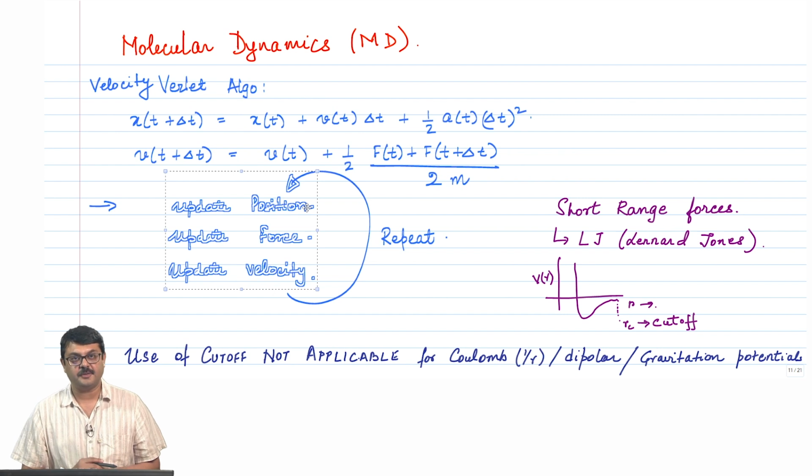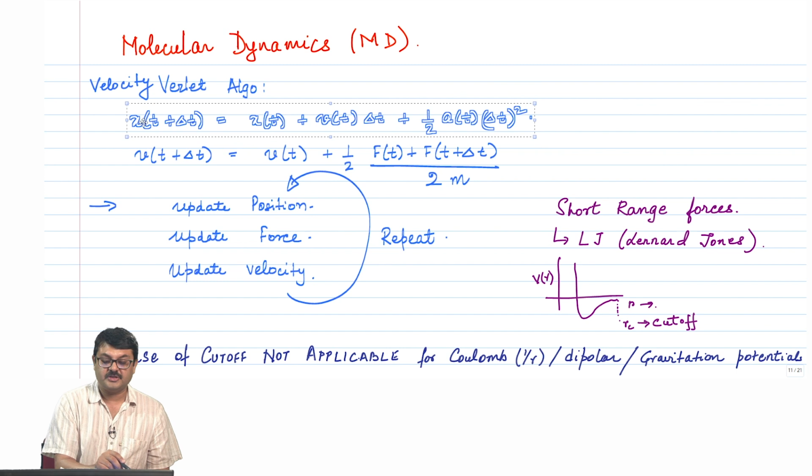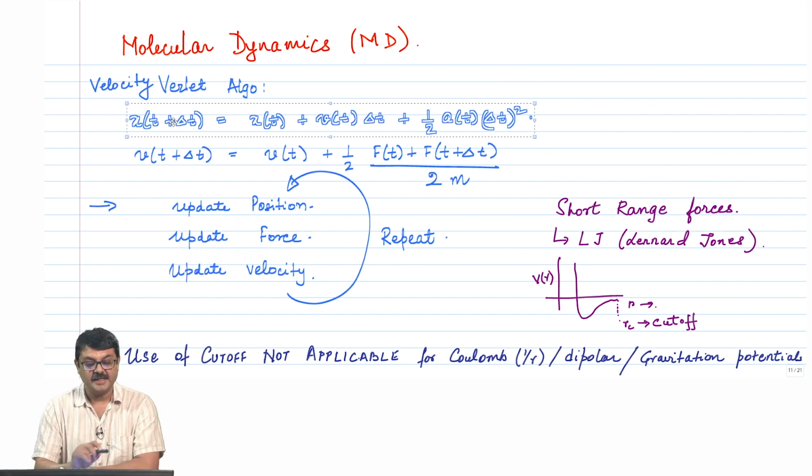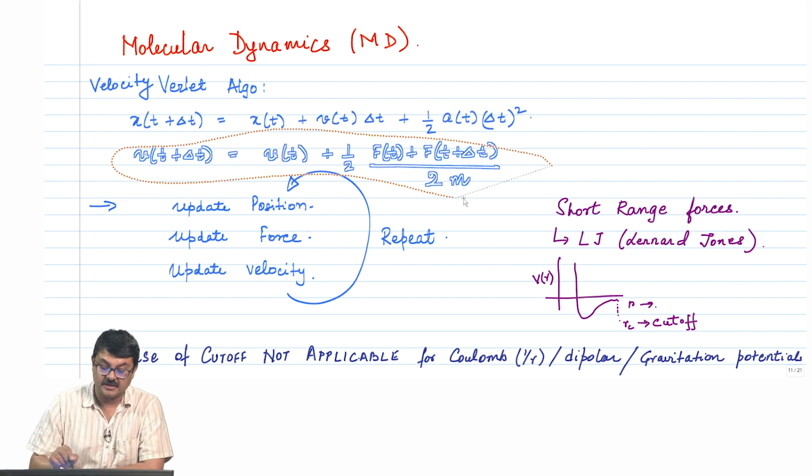How does one update position? It is simply x, the position at t plus delta t depends upon the position at the previous time t, the velocity at the previous time into delta t, plus half a, the acceleration, into delta t whole square, right. And how do you update the velocity?